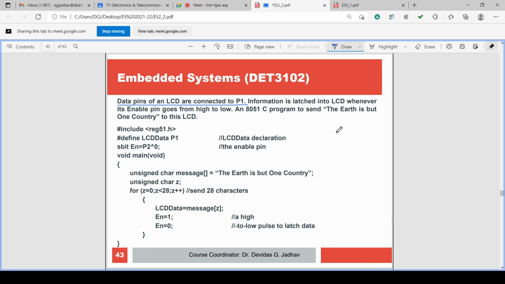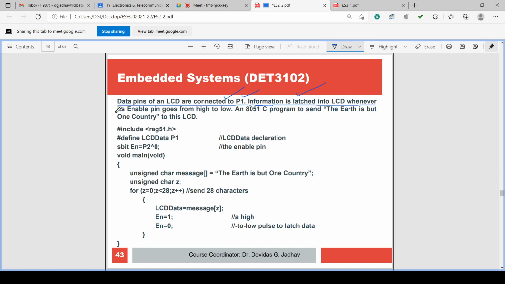Okay, so data pins are there on the LCD connected to P1. All 8 data pins are connected to P1. These are the hardware connections. Information is latched into the LCD. Whatever information you want to display, that is latched into the LCD. Latched means it is saved into the memory of the LCD.